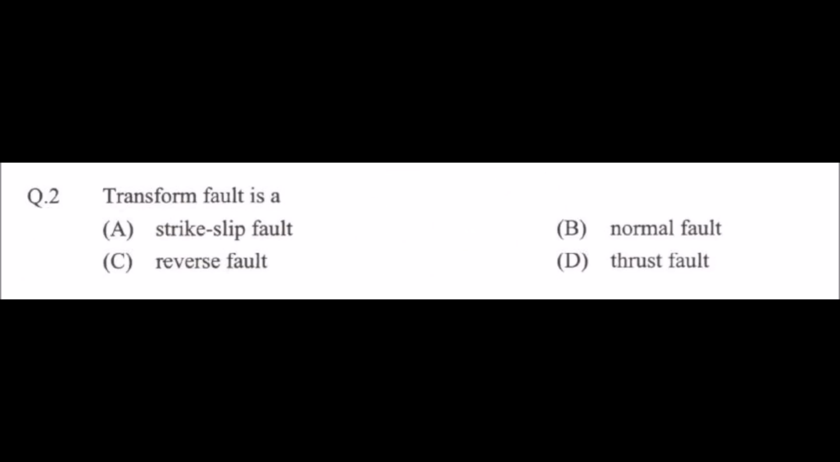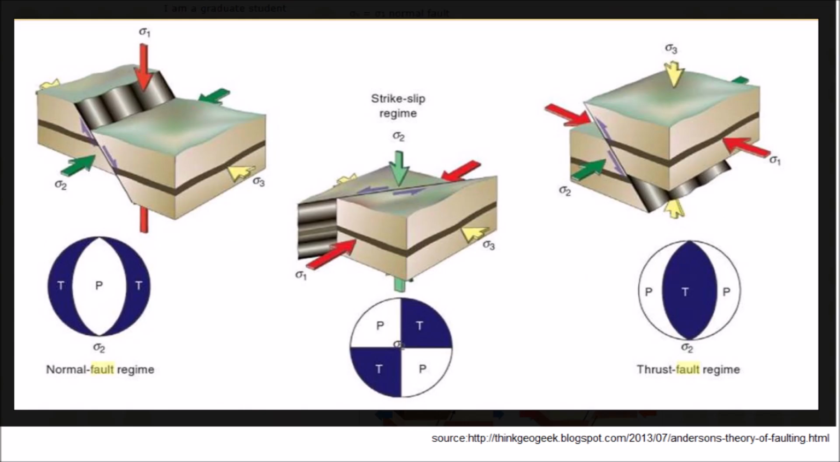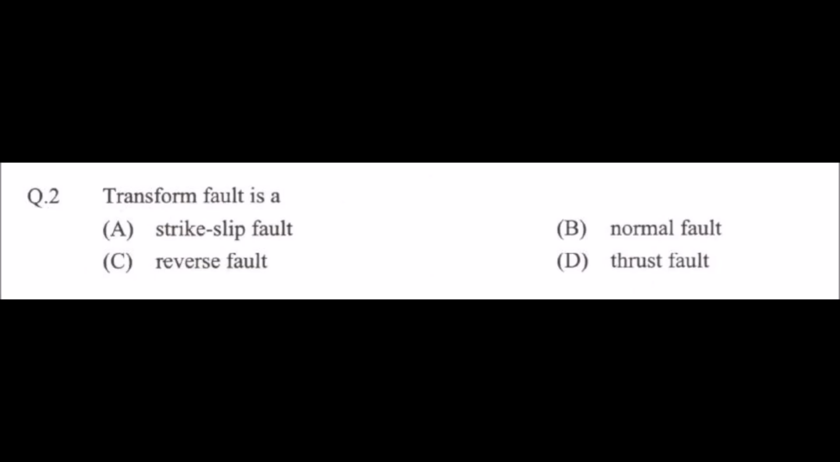Now moving to the next question, question number 2. Transform fault is a very simple question, so its answer is strike slip fault. We know from Anderson's theory also that sigma 2 is vertical in strike slip regimes. So a transform fault is a strike slip fault.